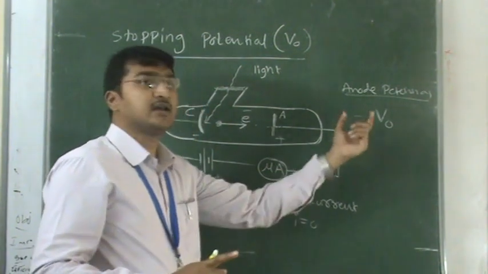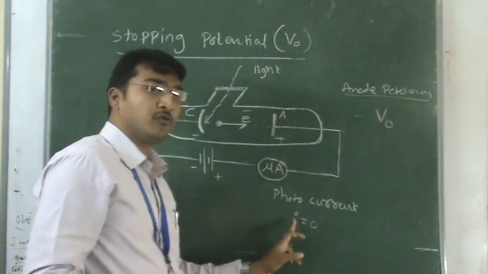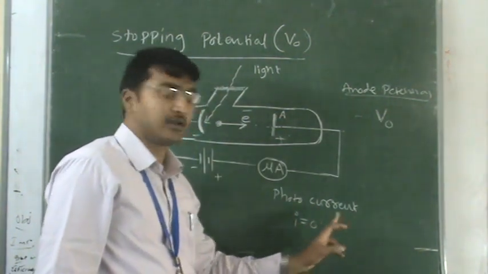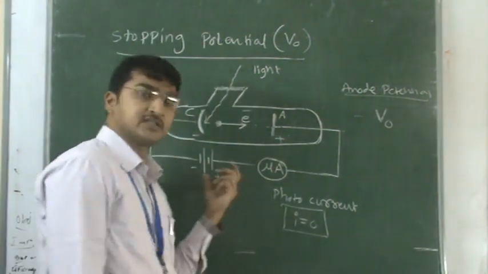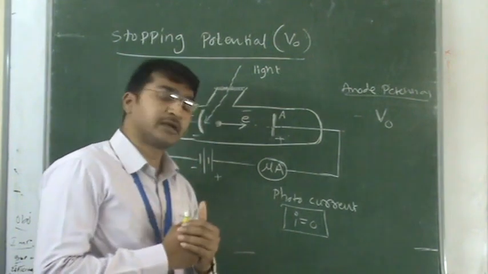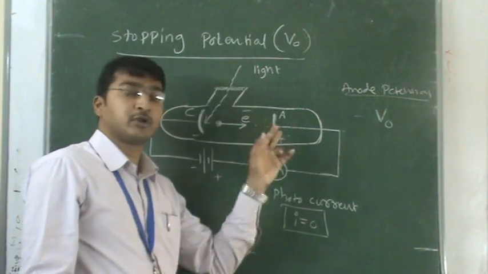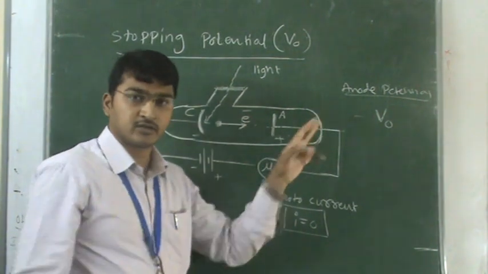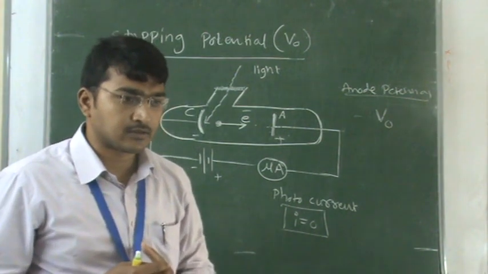So at this stopping potential, no photoelectric current is observed. No photoelectric current is passing through the circuit. The photoelectric current becomes 0 at the stopping potential, which is applied to the anode plate. Got it now? I am just revising once, repeating the process.